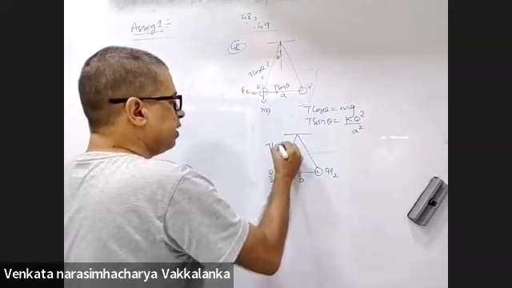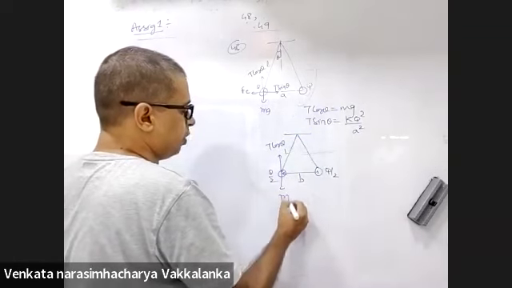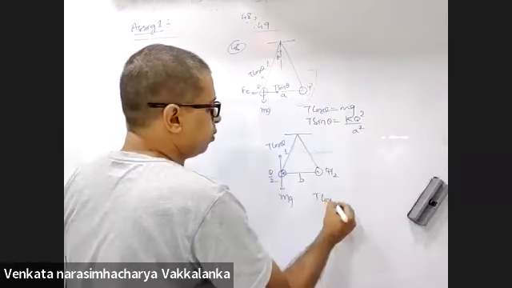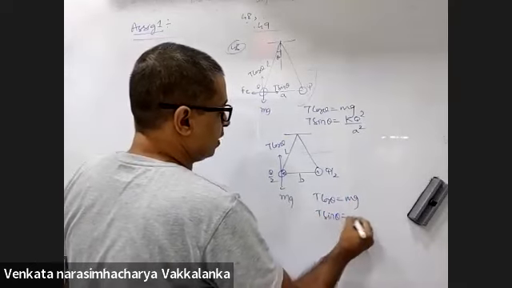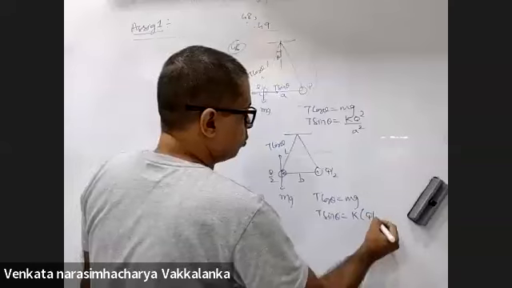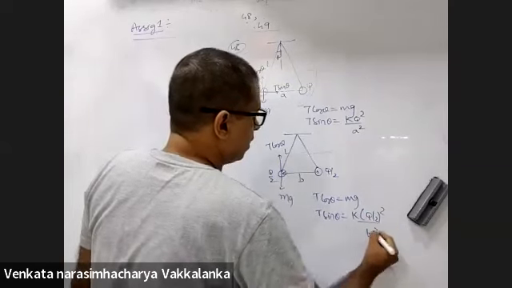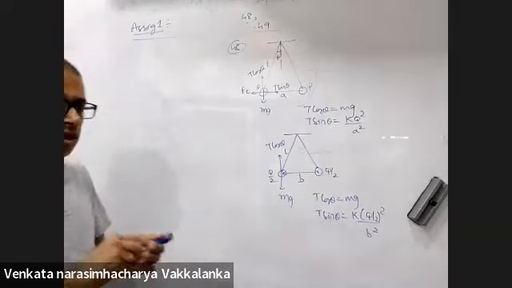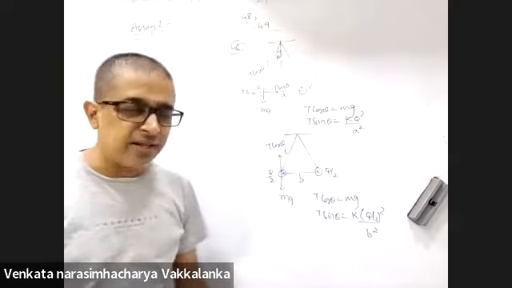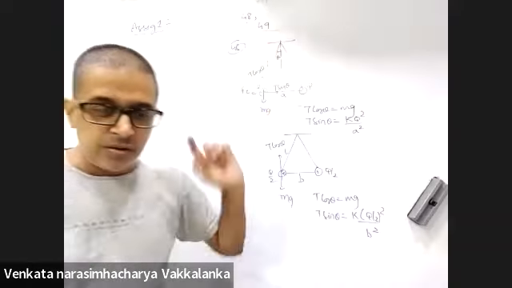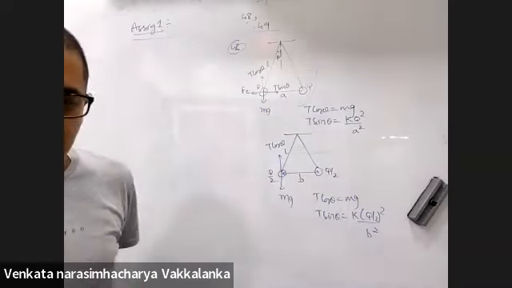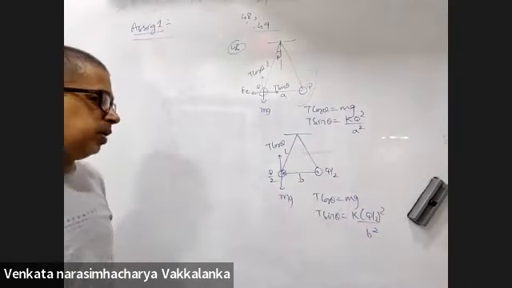Once again, T cos theta is equal to mg, and T sin theta is equal to K (Q by 2) whole square by B square. Now he gave some approximation. L is much greater than A. That means theta is small. Apply the approximation that theta is small in both. In the last step, you get A cube by B cube.